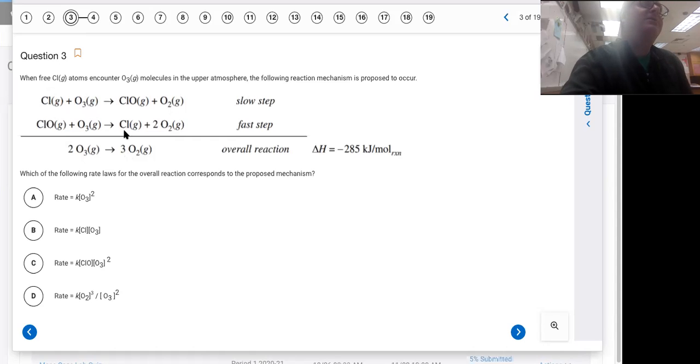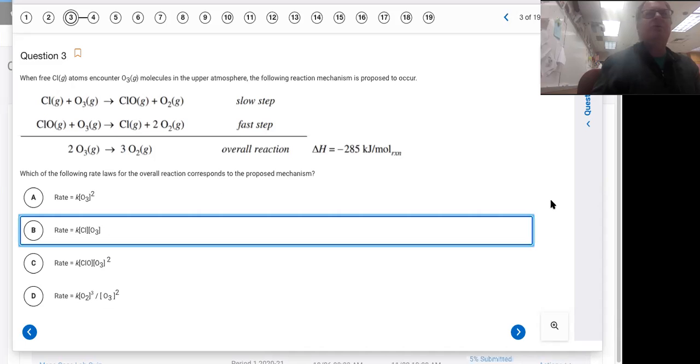Catalyst. Catalyst, very good. So what that's going to tell us, if we take the slow step, we have O3 to the first order and Cl to the first order. Remember, if the catalyst is in the slow step, it needs to be in the rate law. So if I'm looking at this correctly, that would be B.